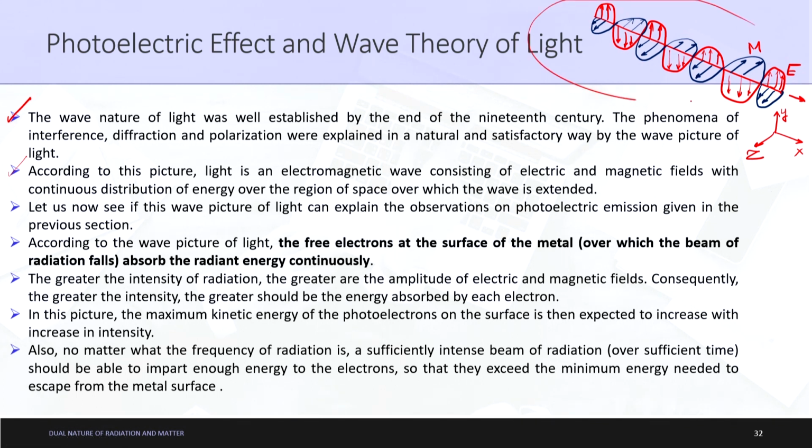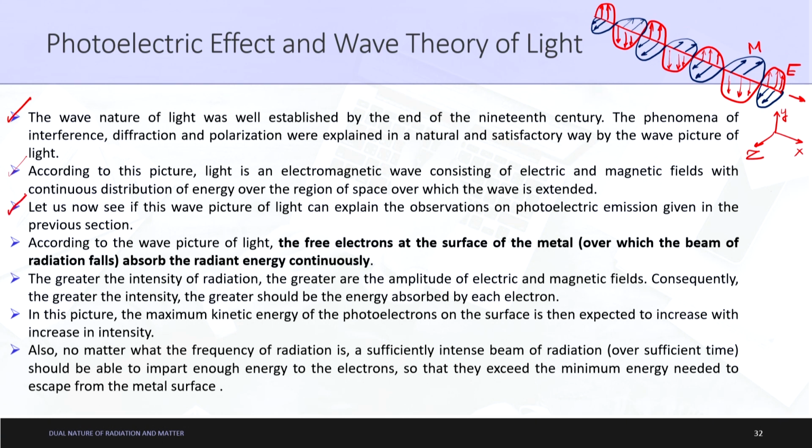Okay. So, as you can see there is a continuous distribution, as in the complete wave is traversing from, let us say, the source to the receiver. Now, let us see if this wave picture of light can explain the observations on photoelectric emission given in the previous section. Okay, so let me try to understand that now.